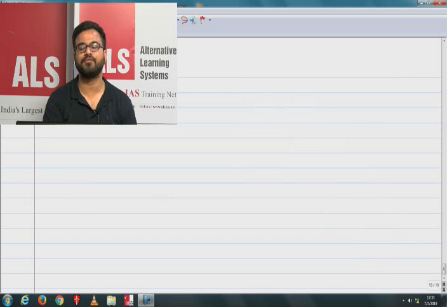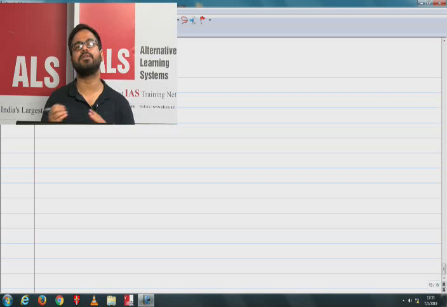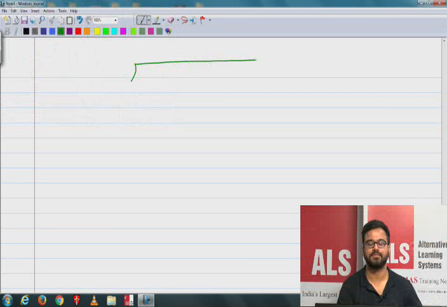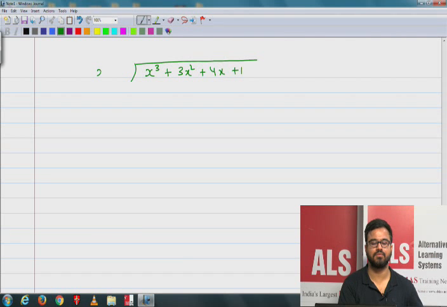Now this time, instead of dividing by a linear polynomial, let's say you have to divide by a quadratic. Try this one. x cube plus 3x square plus 1, and you have to divide by x square plus 4. Now try this.